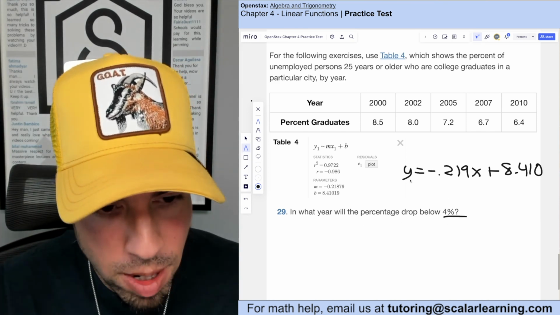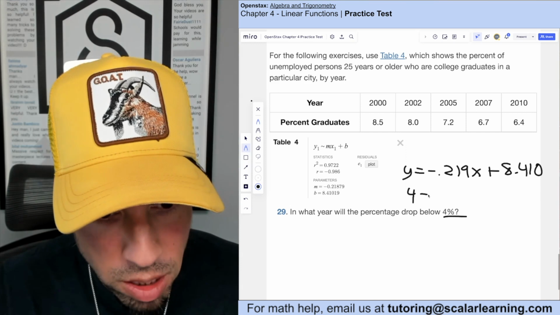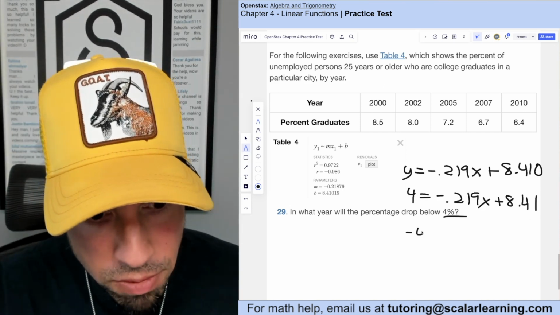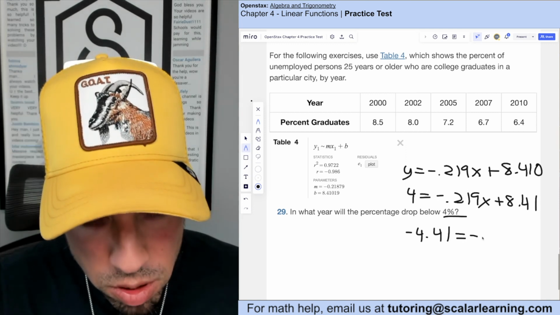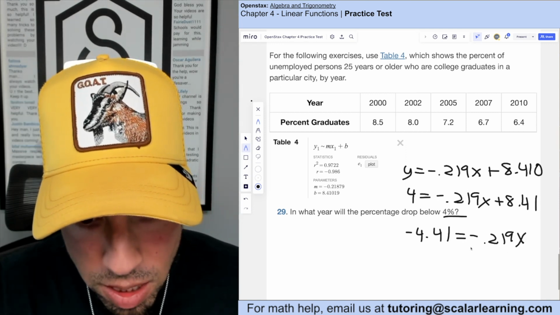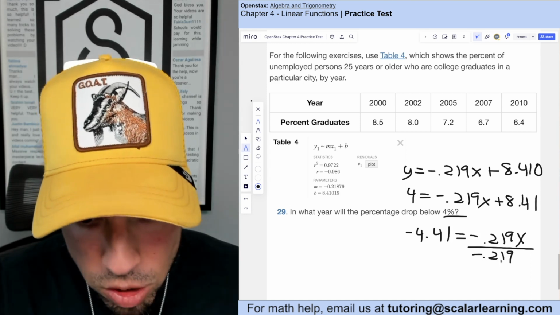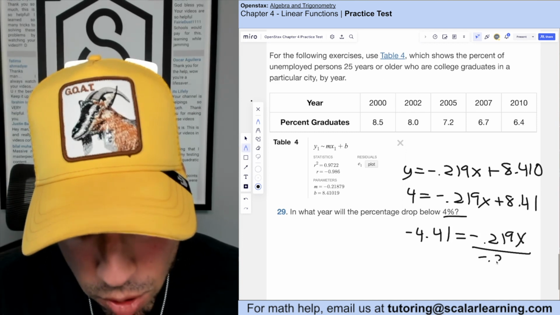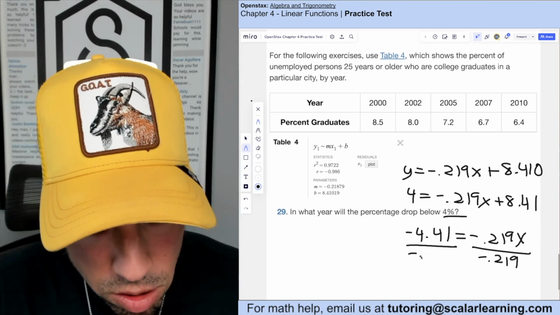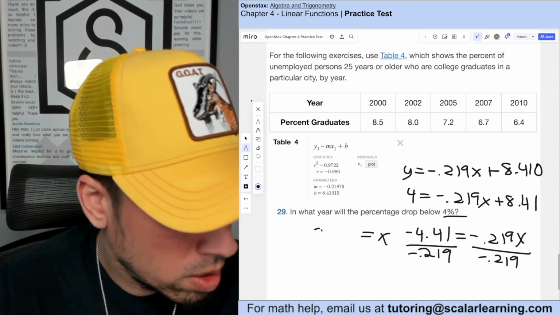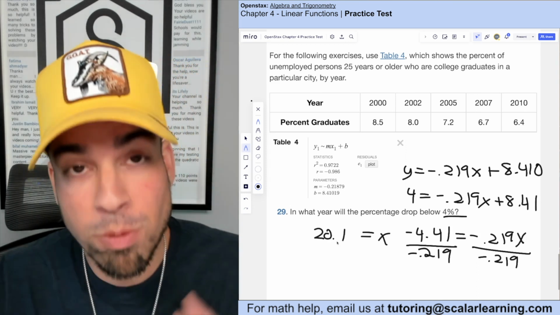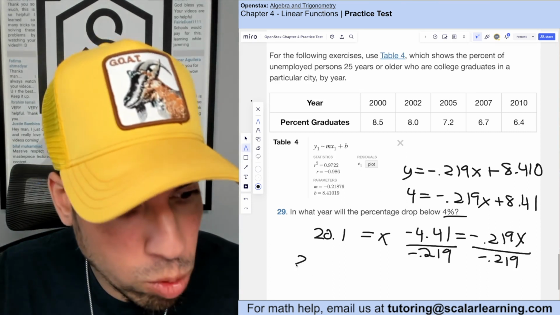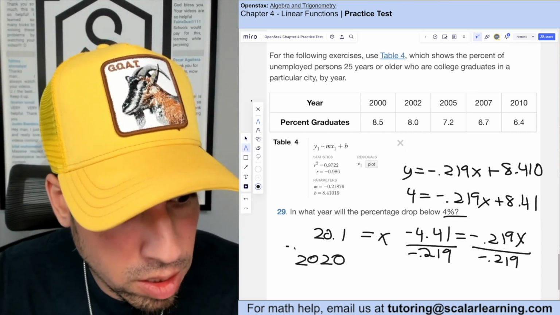And then we want to know, when will the percentage drop below 4%? Again, y is my percent, so I'm going to plug 4 in for y. Now we're going to solve by subtracting 8.41 from both sides. That's negative 4.41 equals negative 0.219x. Last but not least, we're going to divide by negative 0.219 on both sides, like so. And we get approximately 20.1, which means this is a little bit more than 20 years from 2000. So that means it will drop below 4% roughly in 2020.